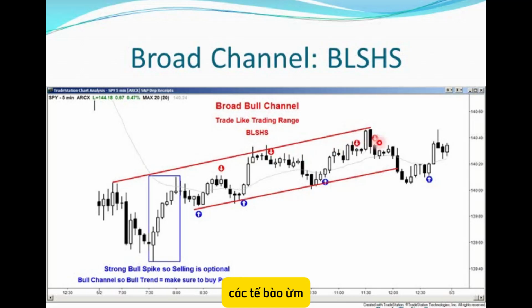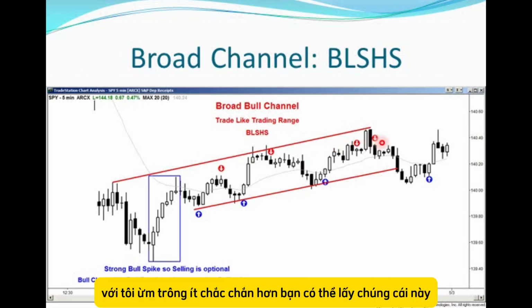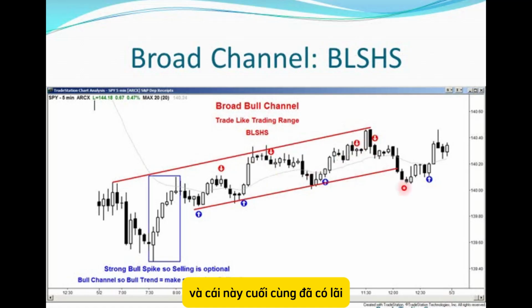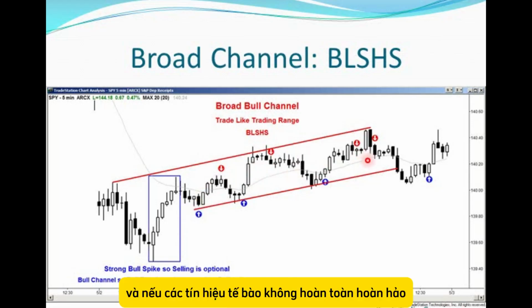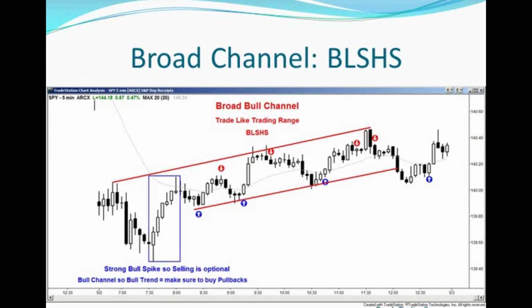So for me, the buys look good. The sells, to me, look less certain. You can take them. This one, this one, and this one ultimately ended up being profitable. But if the channels are not very broad, and if the buying pressure is as strong as it has been all day, and if the sell signals are not absolutely perfect, my preference is simply to look to take the buys.